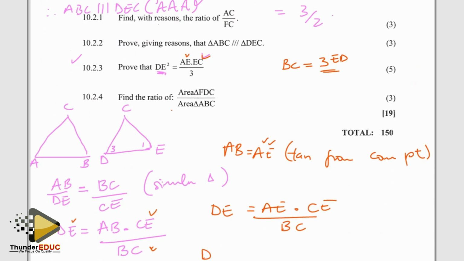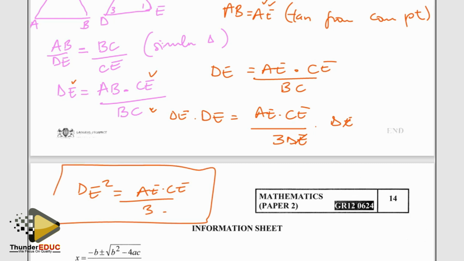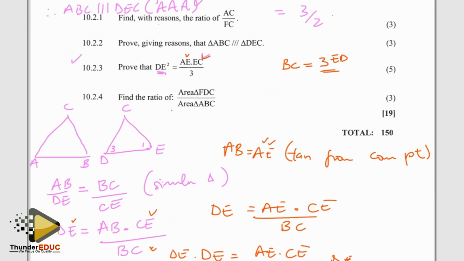So that's gonna be DE is equal to AE multiplied by CE over 3DE. Multiply both sides by DE. So times DE multiplied by DE. So this cancels that, which means DE squared is the same as AE multiplied by CE over 3. Okay, so that is 10.2.3.